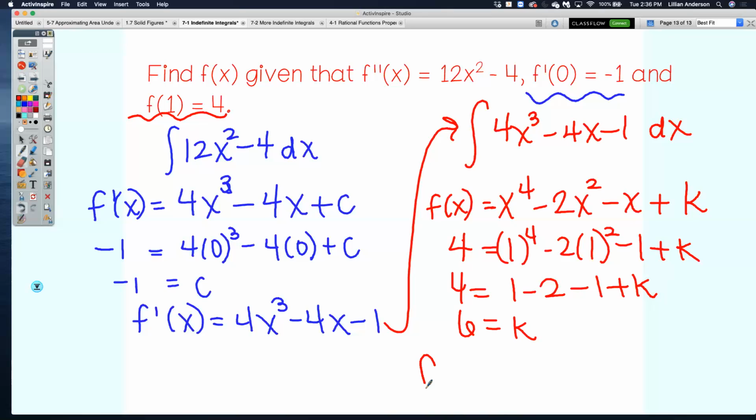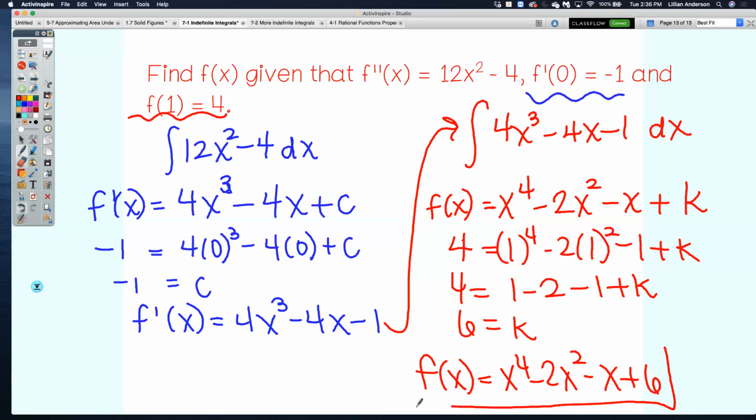6. So my answer, my original function, where the second derivative was 12x squared minus 4, and I had all that other information about the first derivative and the original function, is x to the fourth minus 2x squared minus x plus 6. Okay? So you can do it as many times as long as you're given information.